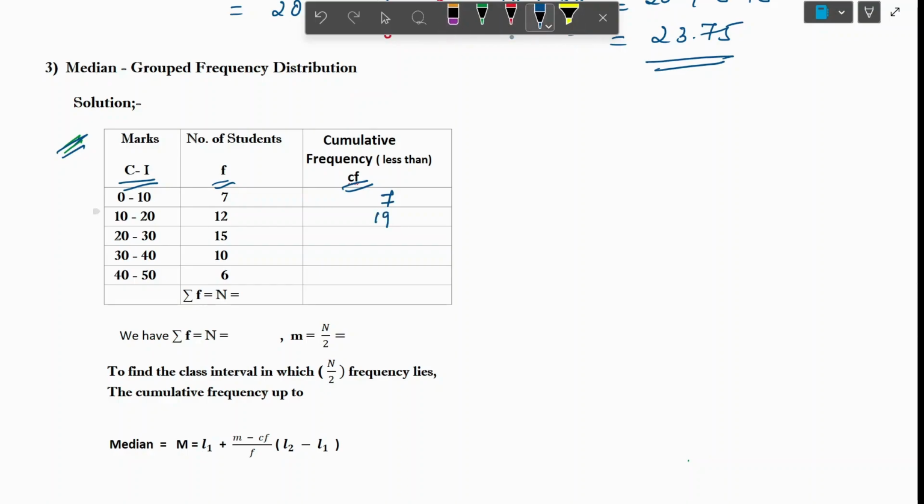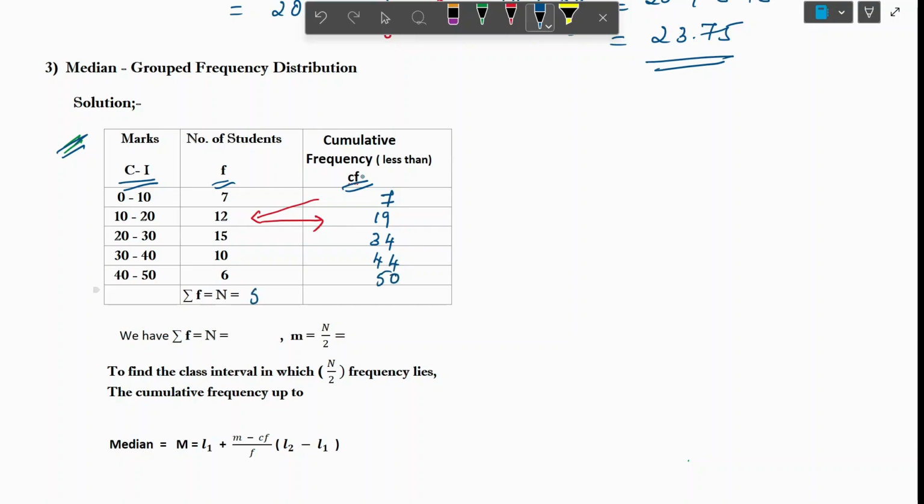This is 19. How do you get 19? That means this 7 you add with 12. That is the value, it is 19. Okay. Now, next 19 plus 15 is 34. 34 plus 10, 44. 44 plus 6, that is 50.